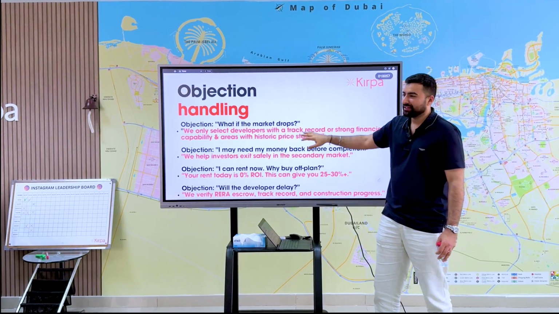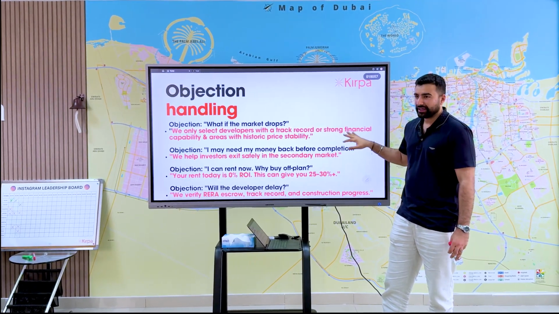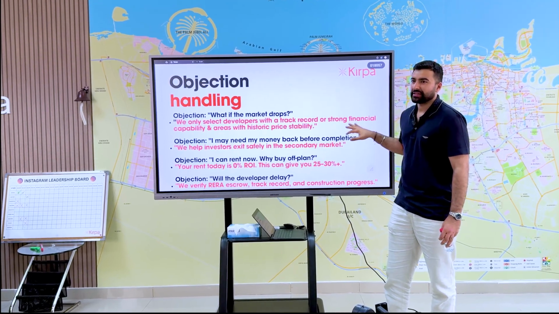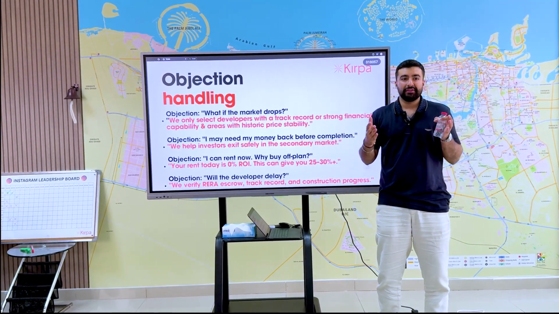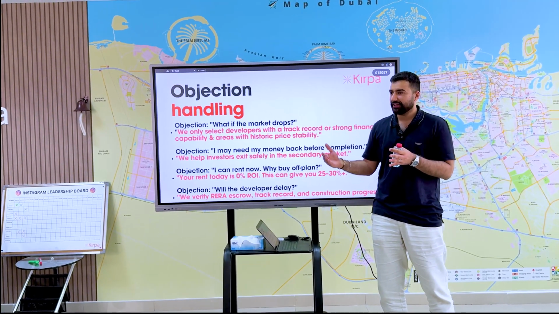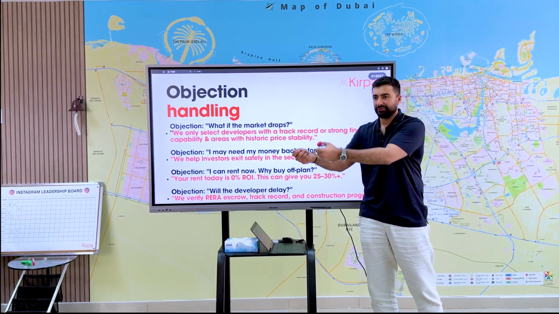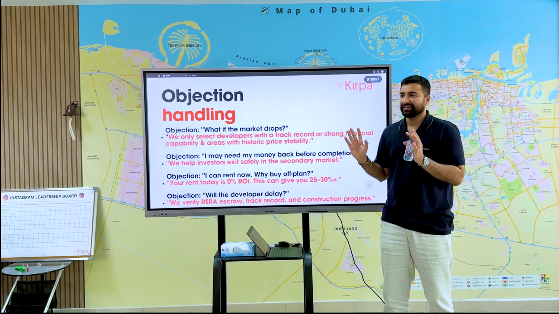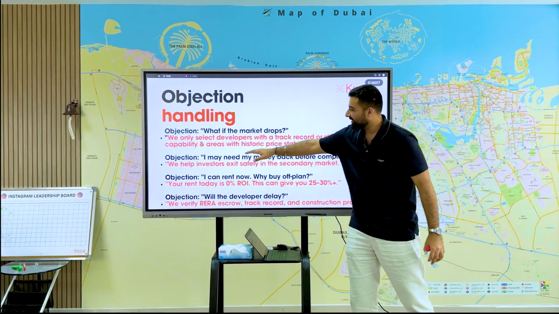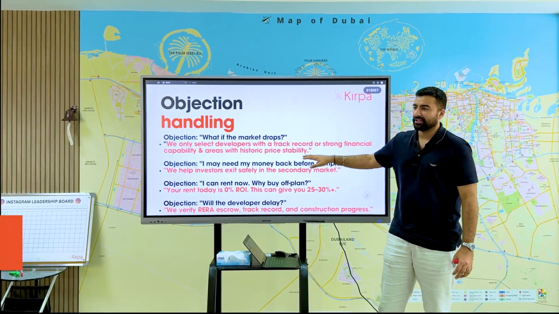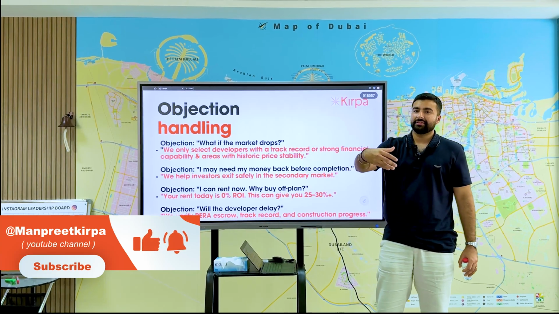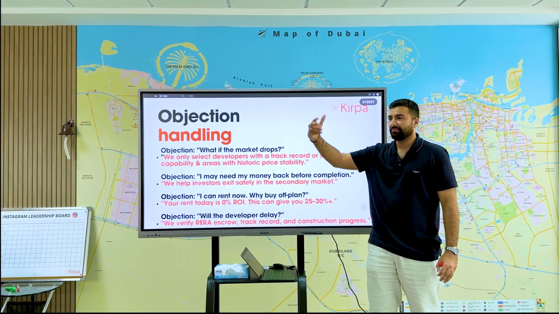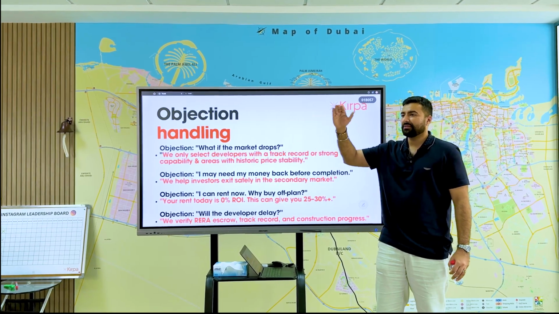You can say we only select developers with a strong track record and strong financial capability. Why? Because if the developer can finish the building and hand over your unit, that's the best thing that can happen in the worst situation. You understand what that means? And then in areas with price stability. So if your project is in Downtown or Business Bay or Marina, there's price stability there.